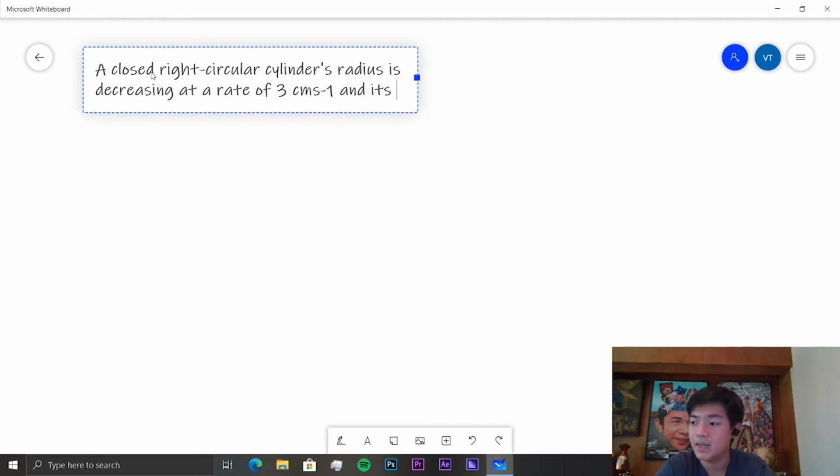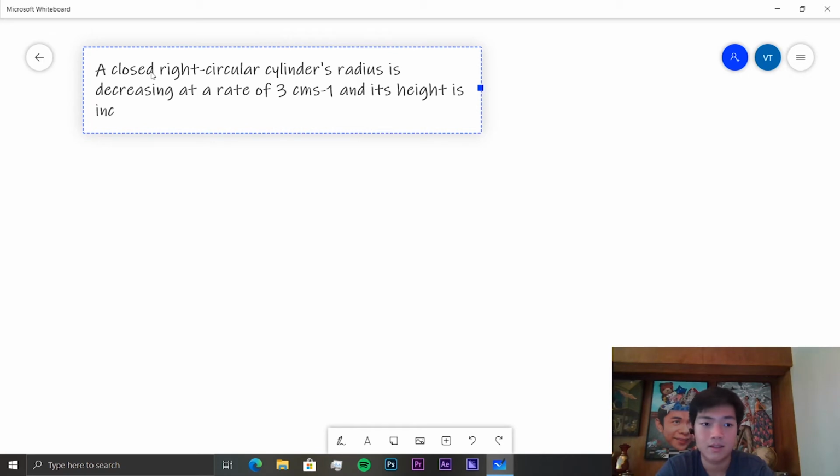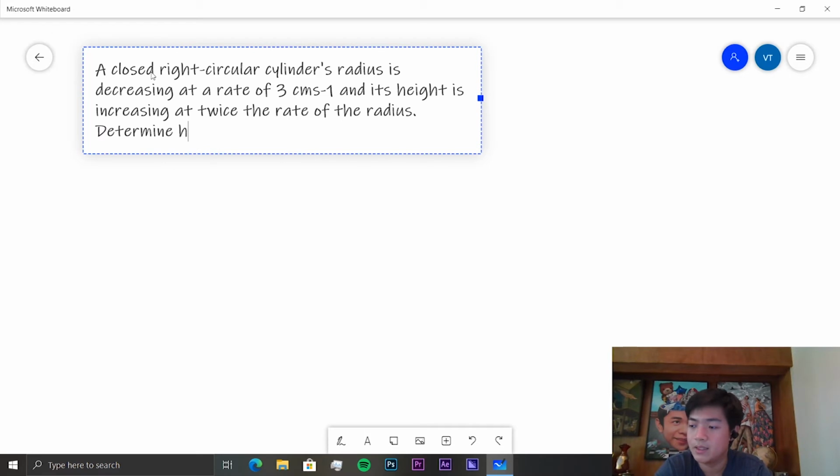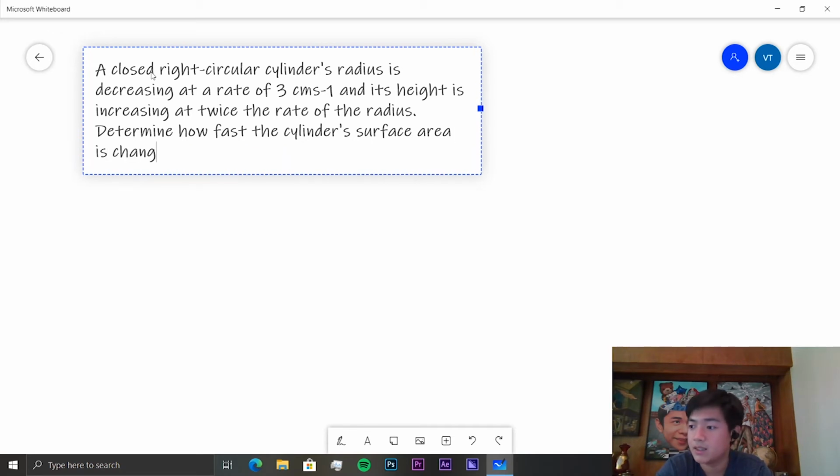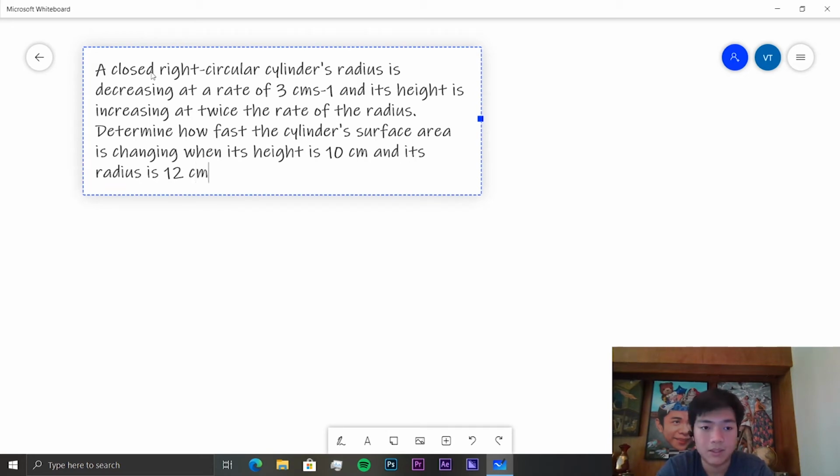And its height is increasing at twice the rate of the radius. Determine how fast the cylinder's surface area is changing when its height is 10 centimeters and its radius is 12 centimeters.